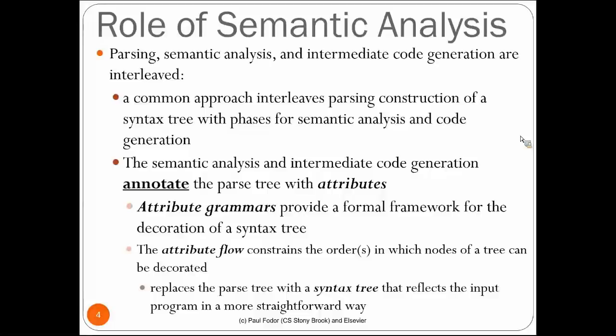Now, these attributes are computed either bottom-up or in another fashion, and the way that these attributes are computed is called attribute flow. It's the way that the nodes in the tree are actually decorated, and it replaces the parse tree with a new tree called an abstract syntax tree, or a syntax tree, that reflects the input program in a more straightforward way. It basically eliminates the parts that are not actually needed for the program execution, like for instance parentheses or any other symbols that are not relevant for the execution of the program.